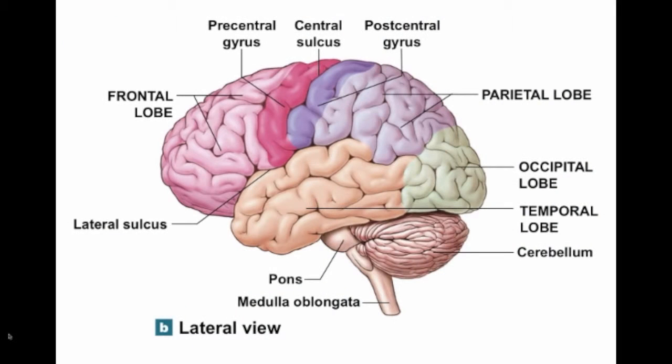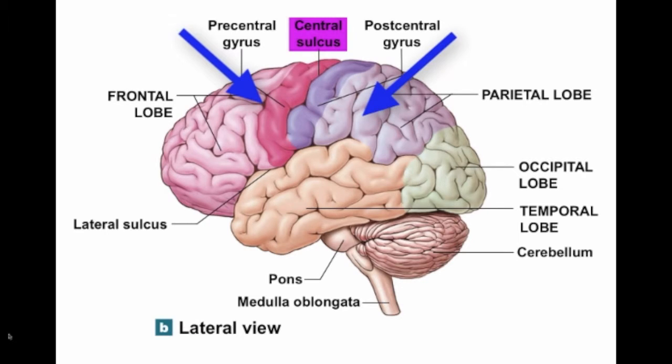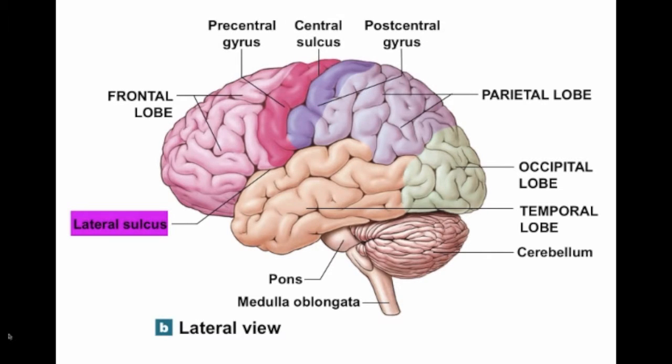Each cerebral hemisphere can be divided into lobes named after the overlying bones of the skull. On each hemisphere, the central sulcus, a deep groove, divides the anterior frontal lobe from the more posterior parietal lobe. The lateral sulcus is a horizontal groove that separates the frontal lobe from the temporal lobe.